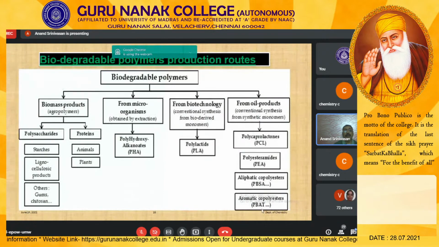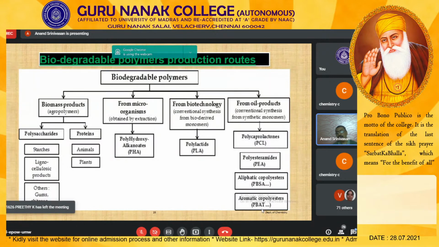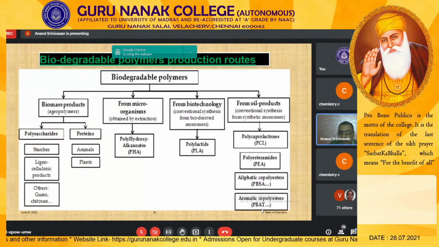And biodegradable polymers, you can see the production route. They are obtained from biomass products. They are also obtained from microorganisms. From the biotechnology pathway, you have polylactic acid. From oil products, you can have polycaprolactam, polyester-imides, aliphatic copolyester, and aromatic oils. For oil production, vegetable oils can be used as a source from which you can synthesize these bio-based polymers. So this is about your biodegradable polymers production.